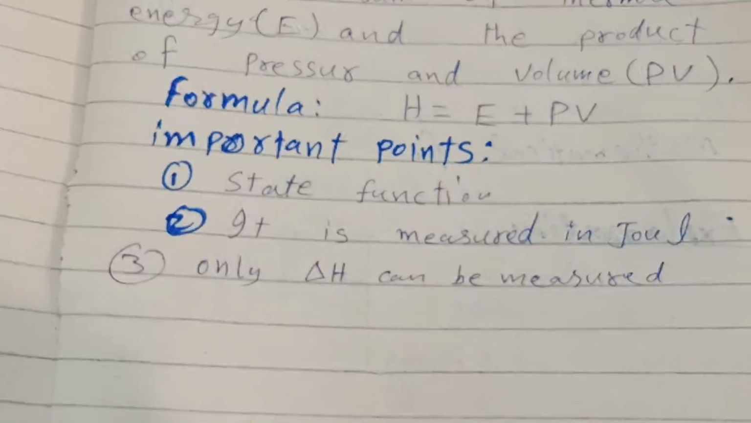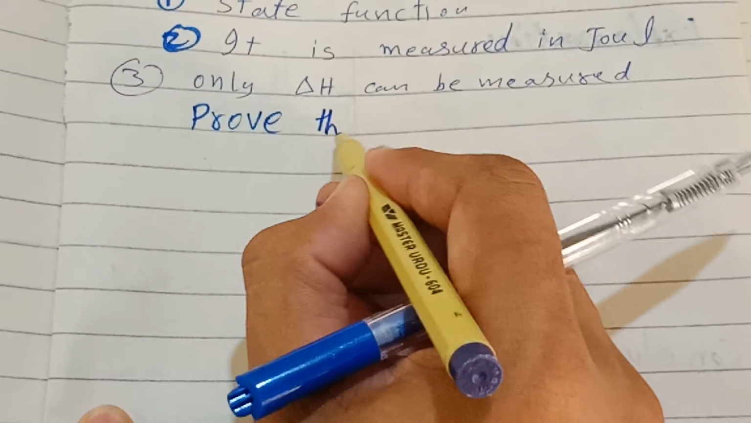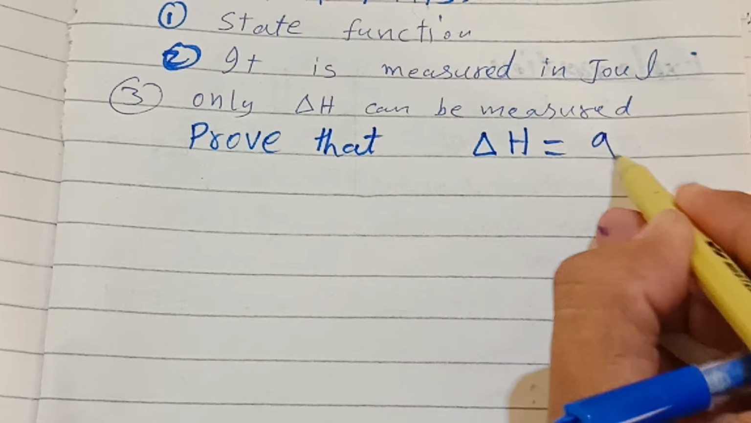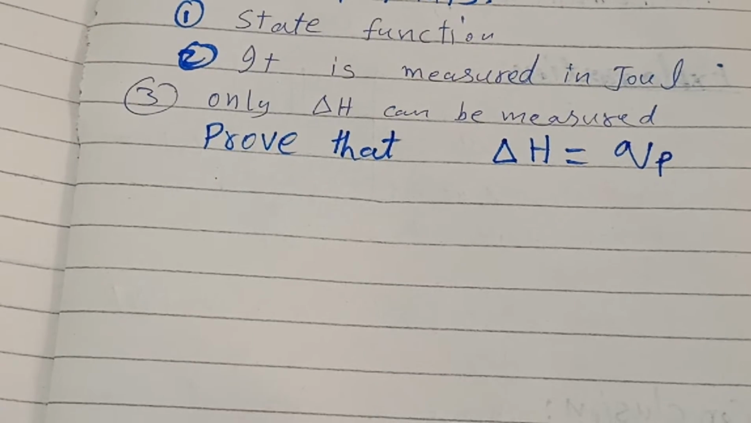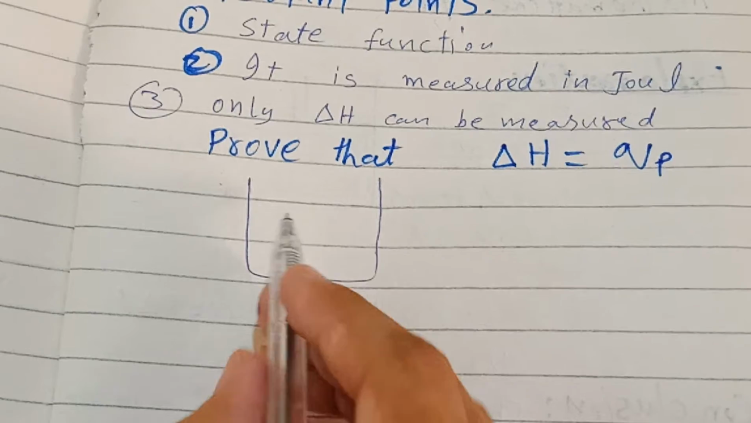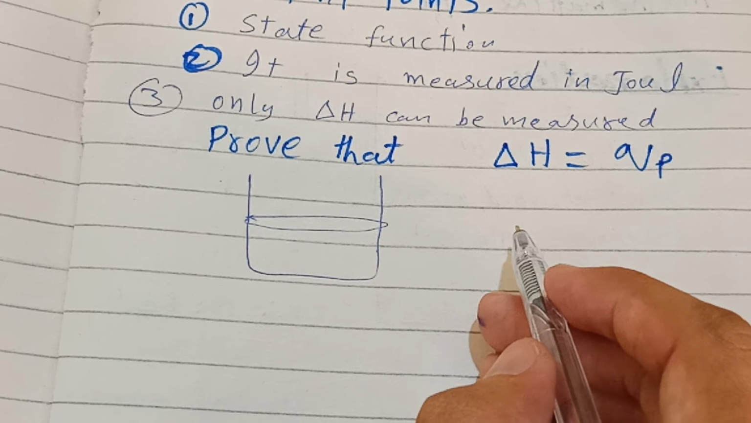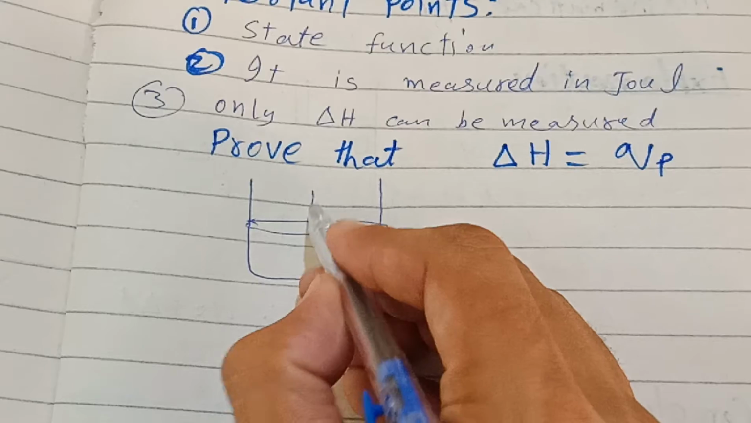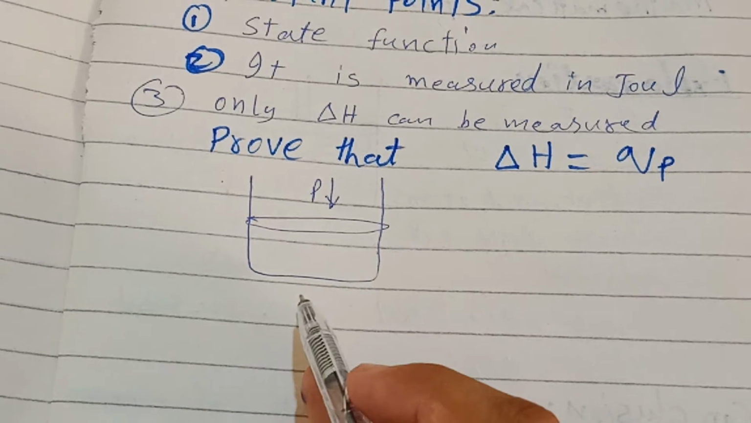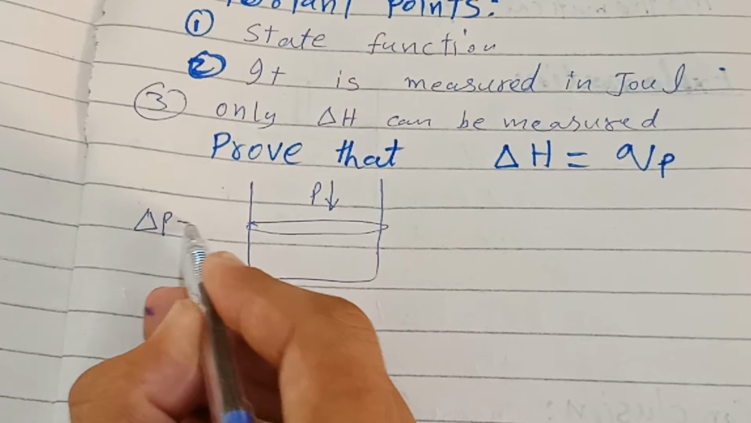Now prove that, an important question of the exam. Prove that delta H is equal to QP, heat at constant pressure. Consider a gas enclosed in a cylinder having a piston. The external pressure on the piston is kept constant, so that delta P will be zero.